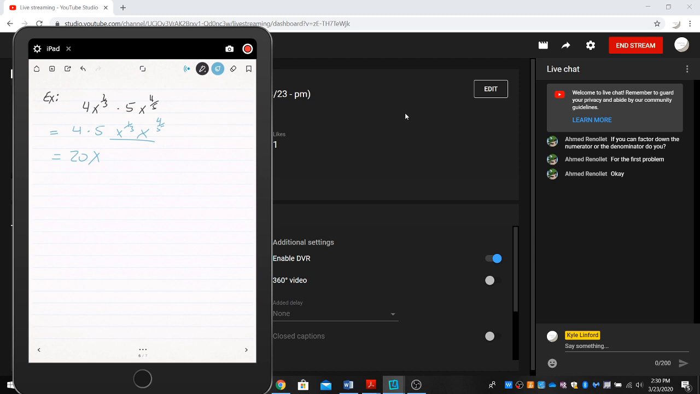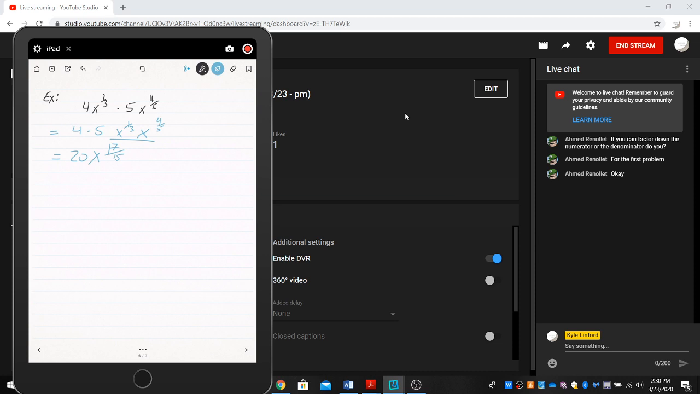All right, so I typed in 1/3 plus 4/5 using parentheses, and then I'm going to convert that to a fraction. So I get 17 over 15. So we have 20x to the 17 over 15th power.